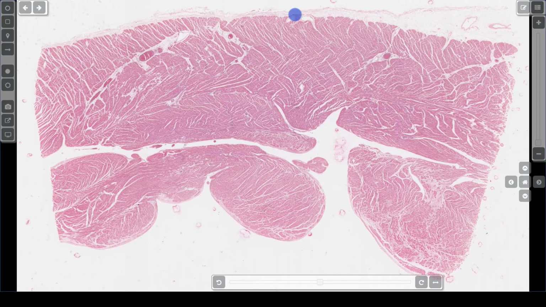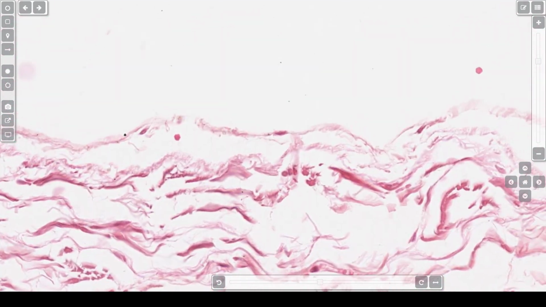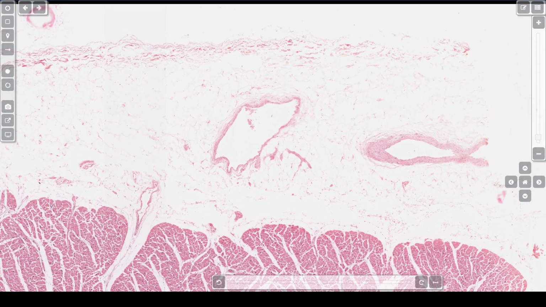Let's take a closer look right here. The mesothelial cells are hard to see in this section, but here is one mesothelial cell. At this power, you can see that this consists of adipose, and here, of course, are two blood vessels. This is epicardium.